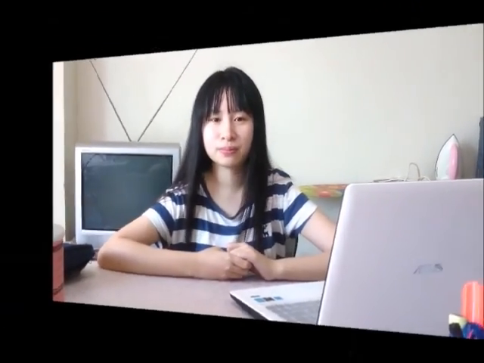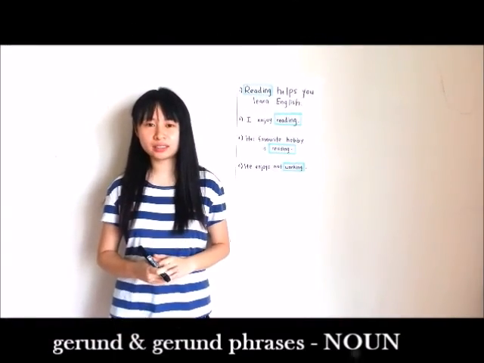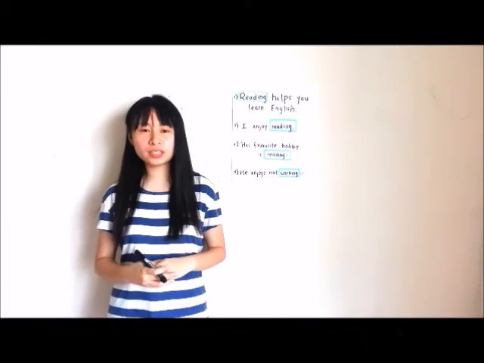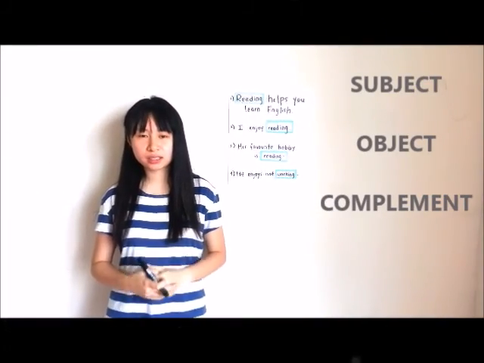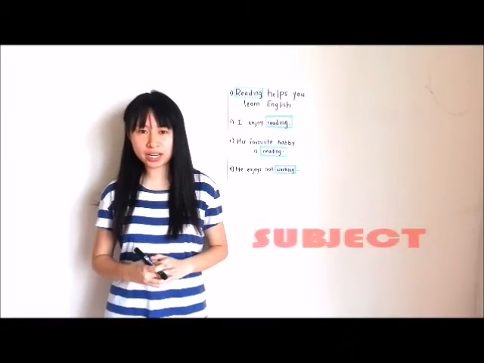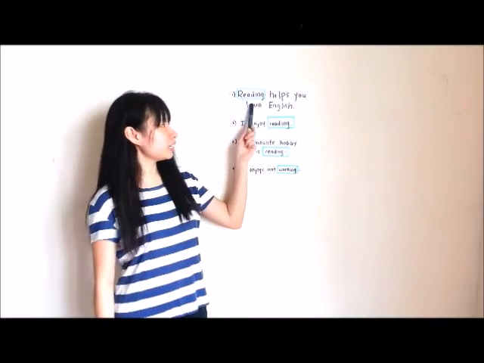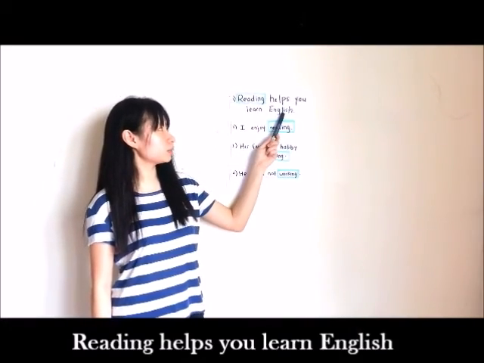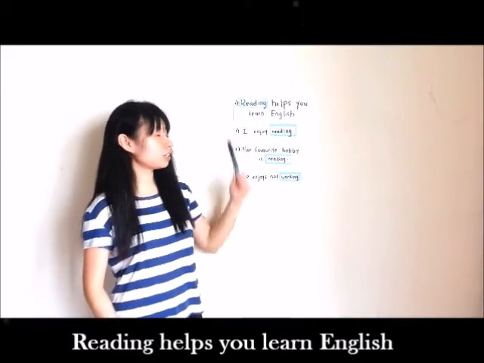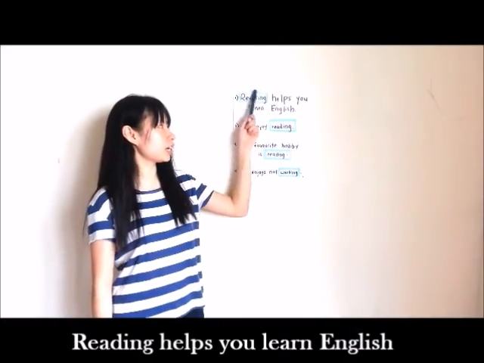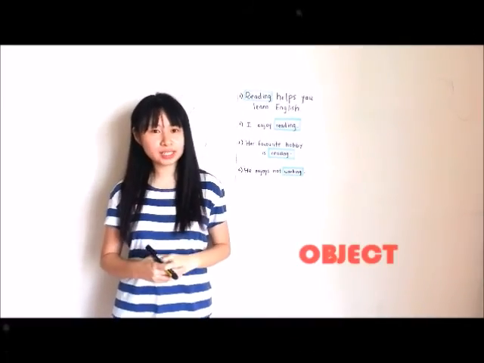as a noun. Gerund and gerund phrase can perform the same function as a noun. They can be used as the subject, objects, or the complements of a sentence. A gerund can act as the subject at the beginning of a sentence. For example, reading helps you learn English. The suffix -ing is added to the verb read, and you can see that reading is the subject of the sentence, or it would be the object of a sentence.